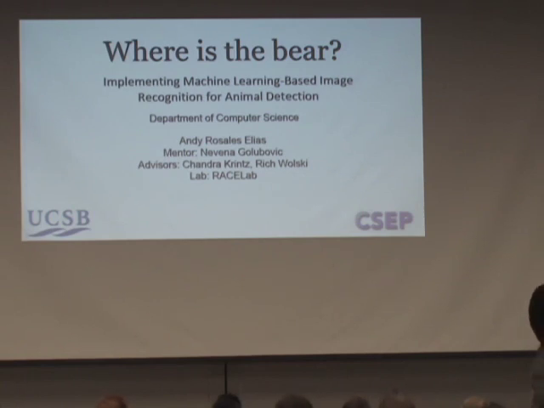Hi everyone, my name is Rosales, and today I'll be presenting my project, Where's the Bear? Implementing machine learning-based image recognition for animal detection. I work under the mentorship of Nevna and Golubovich. My advisors are Chandra Krims and Rich Wolski, and I'm working for the race lab under the computer science department.